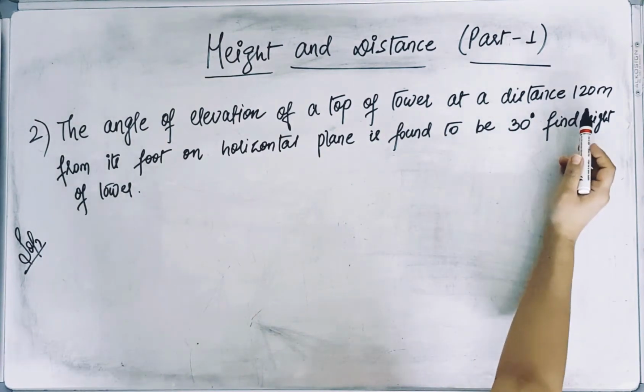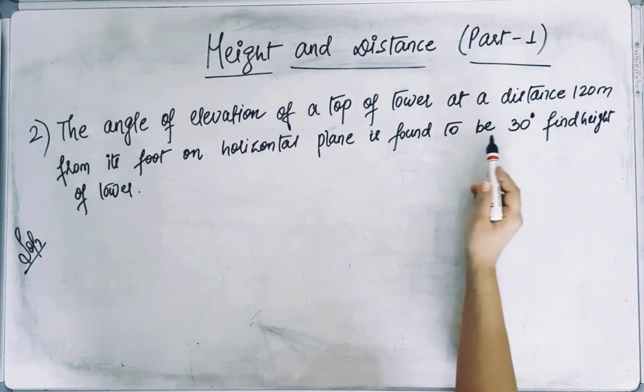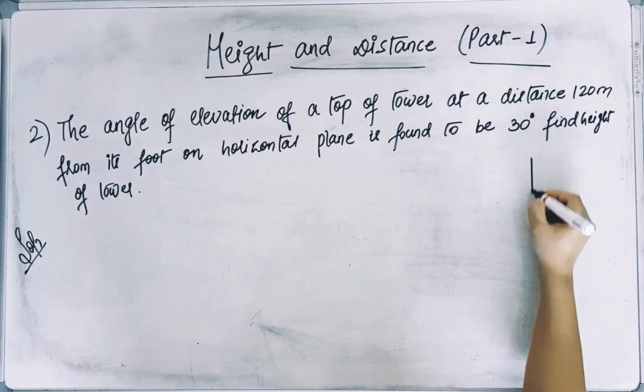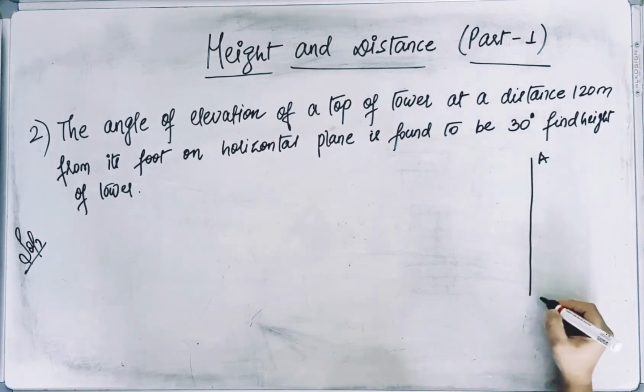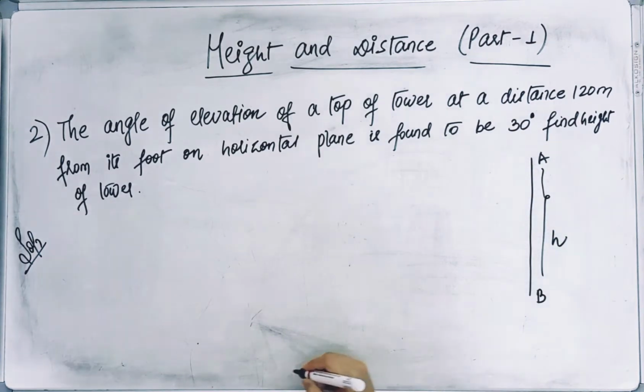Now the next question is, the angle of elevation of the top of a tower at a distance of 120 meter from its foot on a horizontal plane is found to be 30 degree. Find the height of the tower. So see, I'll assume AB to be the height of the tower. This AB is what? Height of the tower.